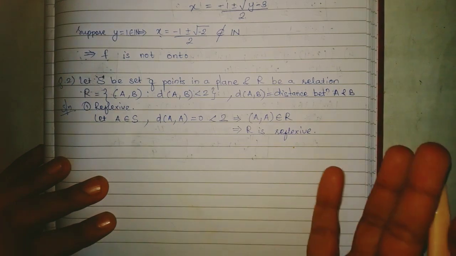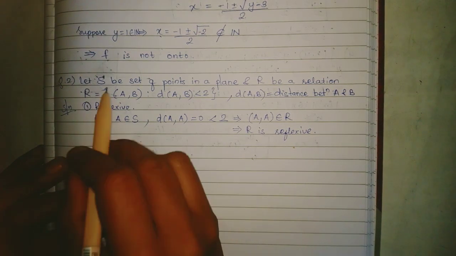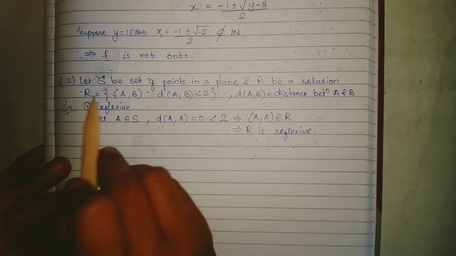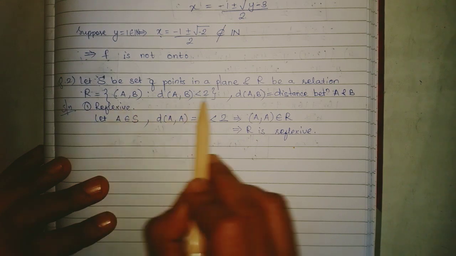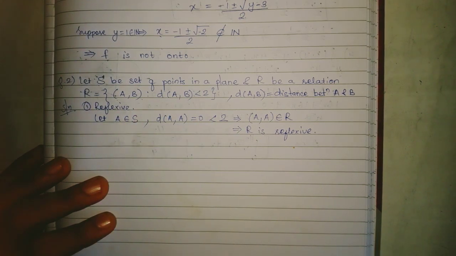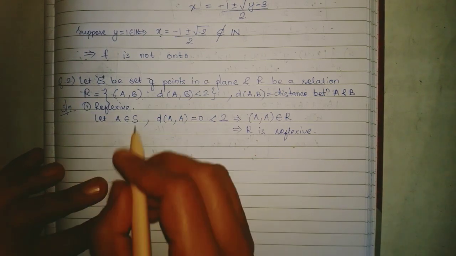So to prove reflexive, you have to take one point from the set which is given, and then you have to take the condition, and that condition you have to prove to hold. Okay, and so this is reflexive.